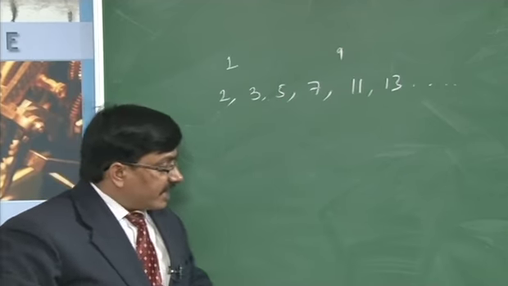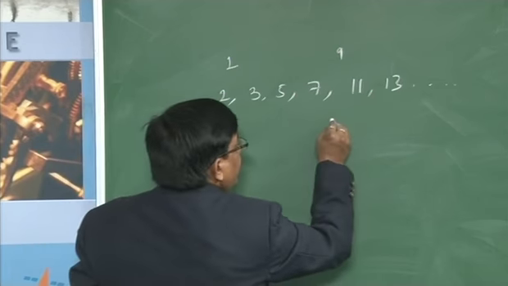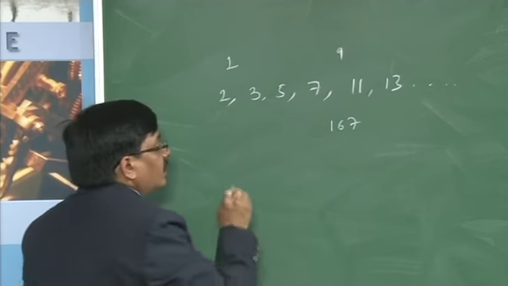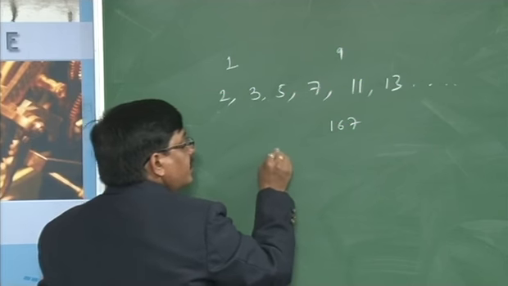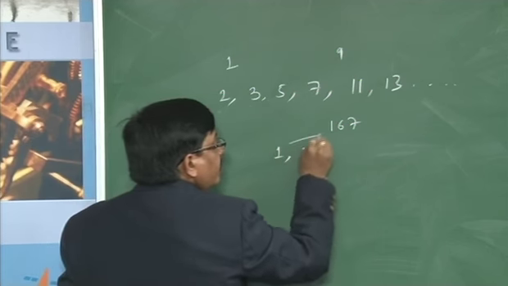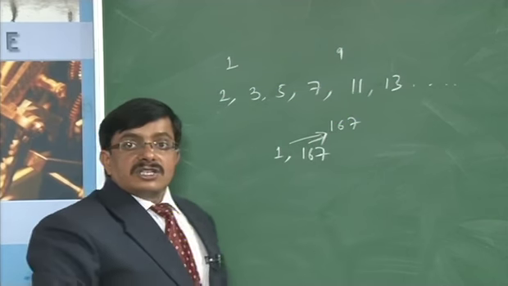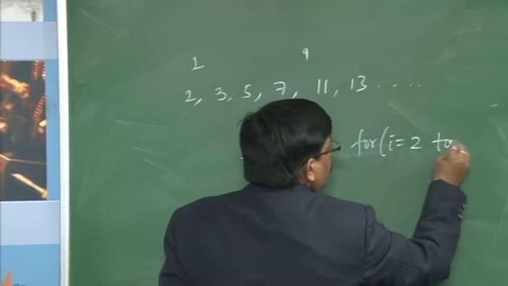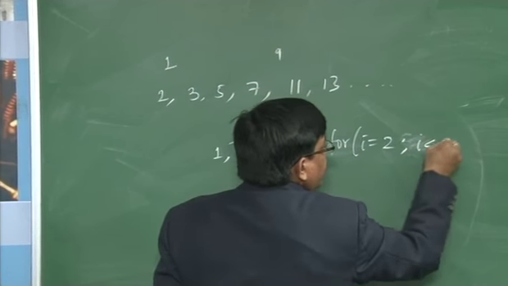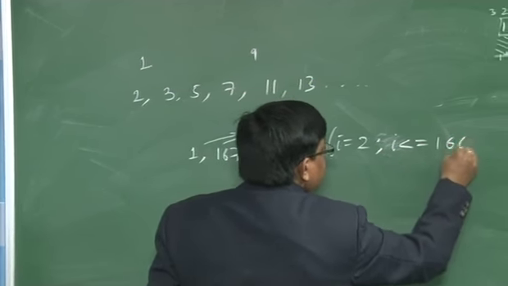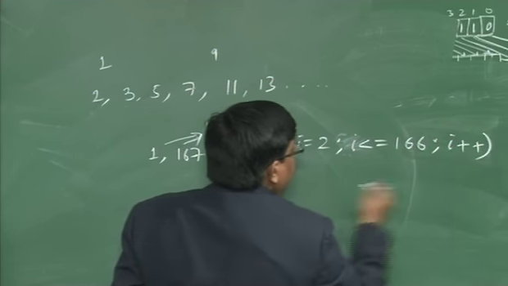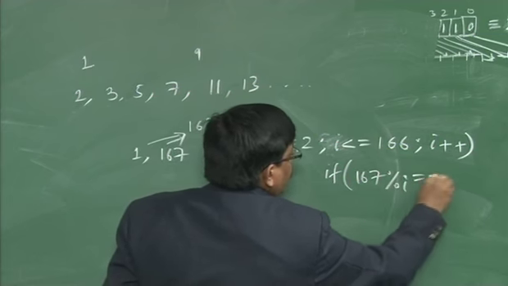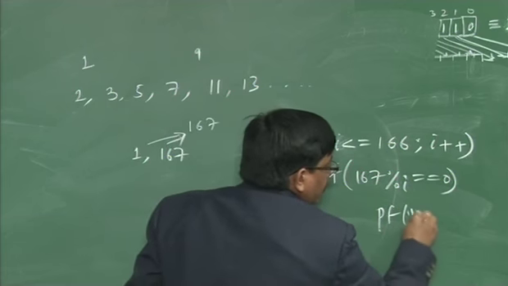Now how do we check whether a number is a prime number or not? Say for example, if I take the number 167, is it a prime number or not? How to check here? What logic can we apply? The number should be divisible by only 1 and 167. Apart from this, no other number should divide 167. So the logic we can apply here is to take a loop for i equal to 2, i less than or equal to 166, i plus plus. Fine. So here I can check: if 167 modulo i equals 0, print not prime.